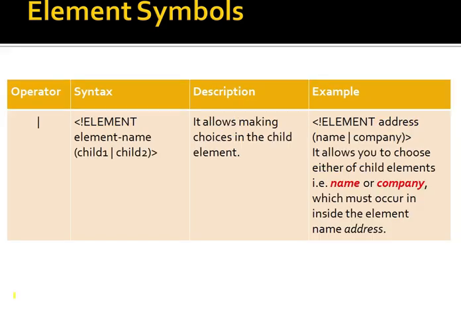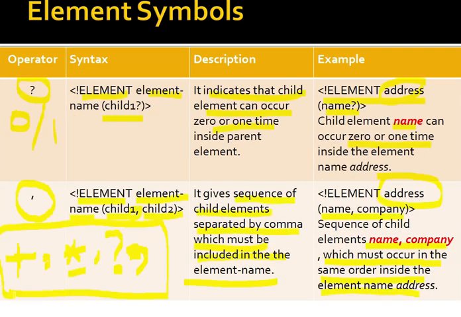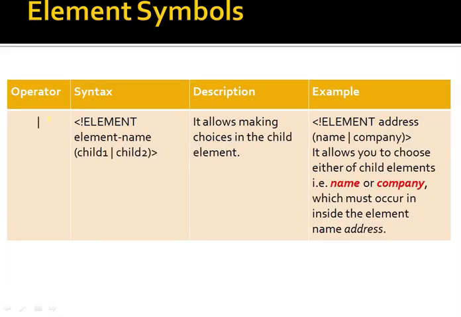Right. And one more symbol is here, that is the pipe symbol. Along with these 4, we can also have the pipe symbol. The pipe symbol allows making choices in the child element. If you look at this, address is a root element, and with name or company, it allows you to choose either child element. Either you can have a name or a company, which must occur inside the element.